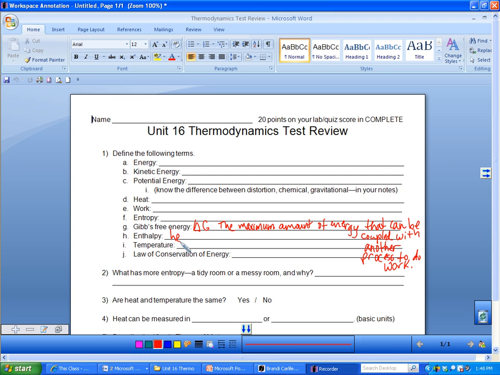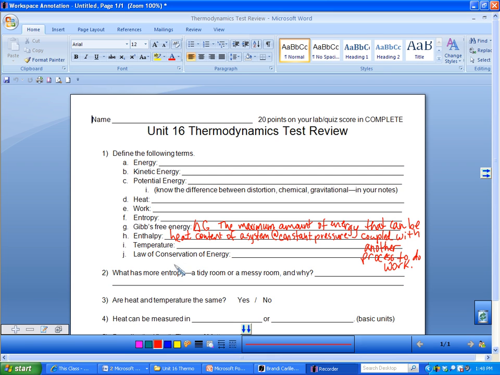Enthalpy is the heat content of a system at constant pressure. So if you did the lab where we had the metal samples and we took them from being cool metal samples to hot metal samples, and then we took that hot metal sample and put it in our calorimeter, we could talk about the enthalpy of the calorimeter.